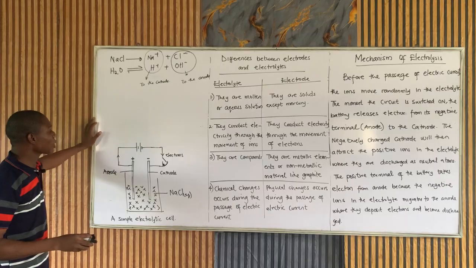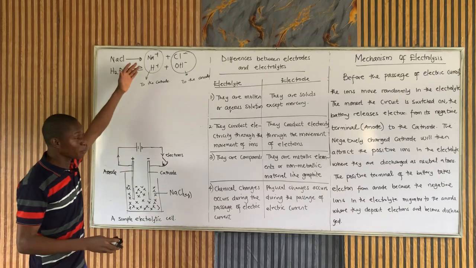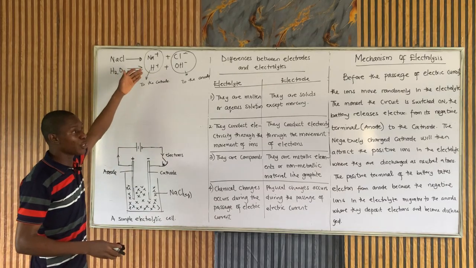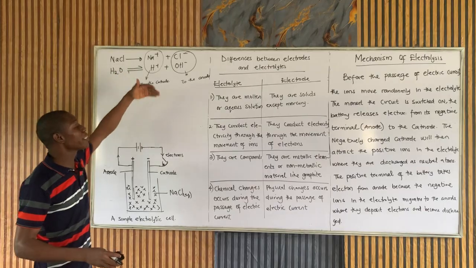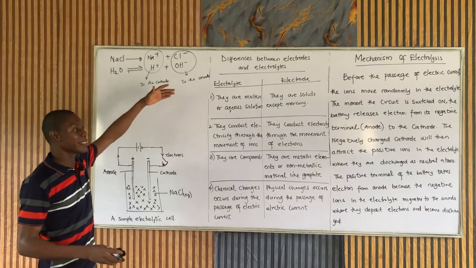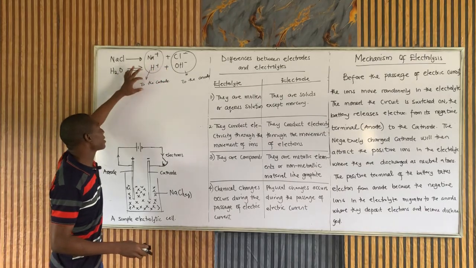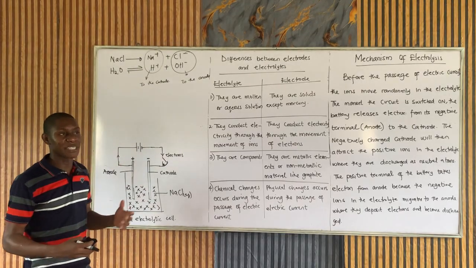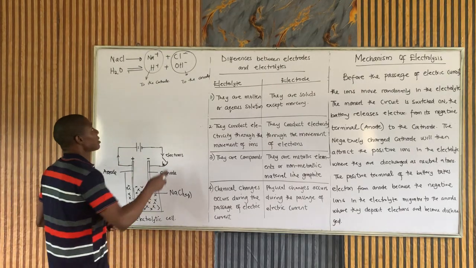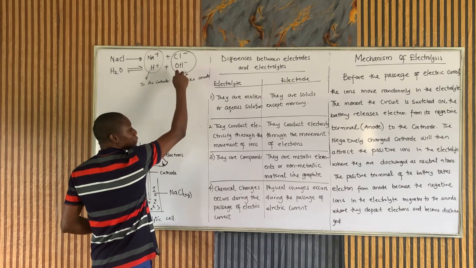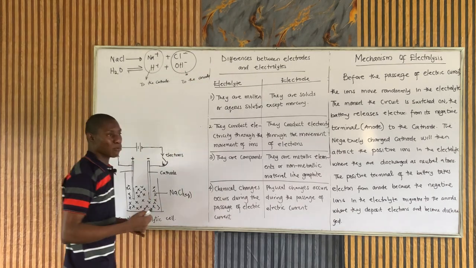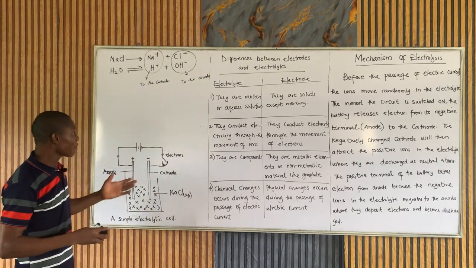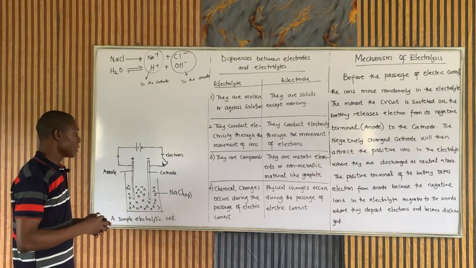The next thing we would want to talk about is which of them should be discharged. Is it sodium or is it hydrogen? Or is it chloride or is it hydroxide? These two migrate to the cathode, but one of them will be discharged, and that will take us to the preferential discharge of ions. Now, at the anode, which should be discharged, chloride or hydroxide? There are factors which will tell us which of these ions would be discharged.